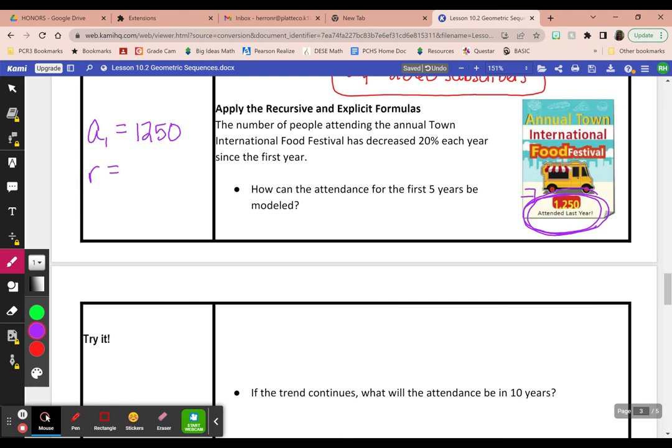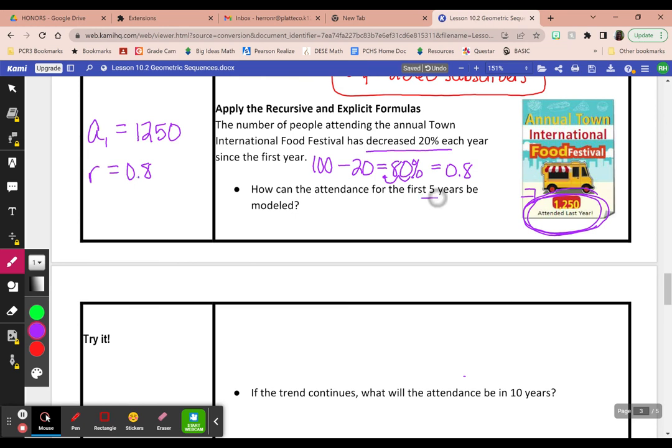For the ratio, if it decreases 20% each year, well, that means that out of the 100% of people that actually came the first year, it went down 20% to the next year, which means that 80% of those people showed up for the second year. We can't put 80 in our formula, so it's a decimal because it's 80%. So we got to go 1, 2, and move it back, which equals 0.8. Okay, so my ratio is 0.8 because it's 80% of the people showing up year after year.